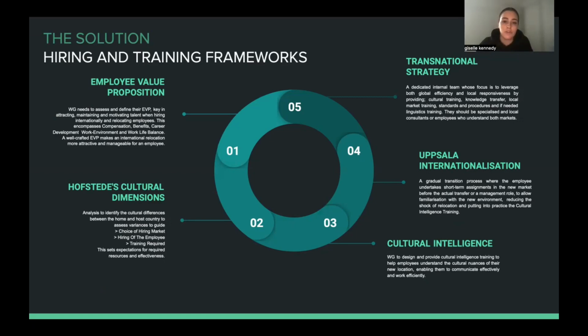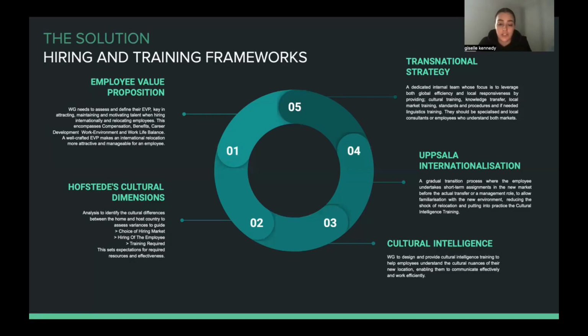Then they would move into a gradual transition process where the employee undertakes short-term assignments in the new market before the actual transfer or transfer to a management role. And this allows familiarization with the new environment, reducing the shock of relocation, but it also puts into practice the cultural intelligence training that they underwent. And lastly, but this is also at the beginning and end of the process, because this is an overall strategy for Woolworths as a whole.